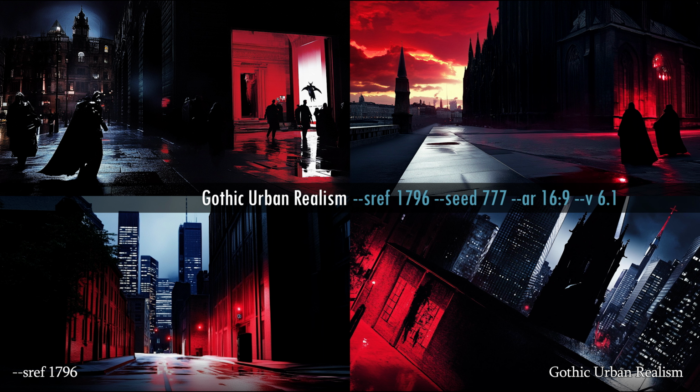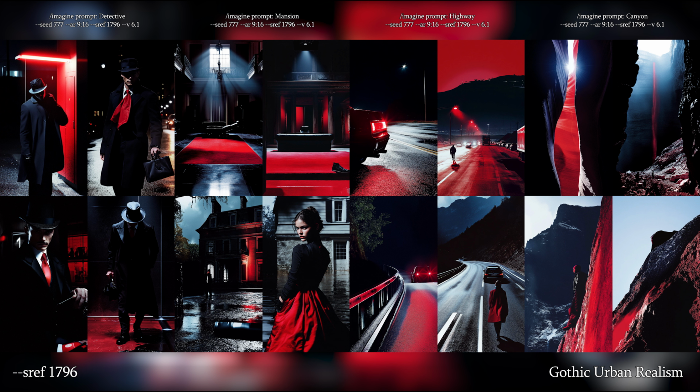1796. Gothic Urban Realism. This is dark as well, but this style has some bright red highlights, be it carpets, ties, skirts or just reflections from tail lights.